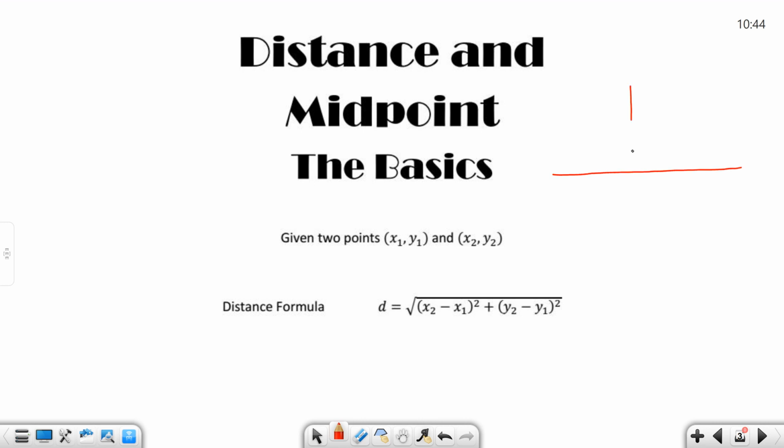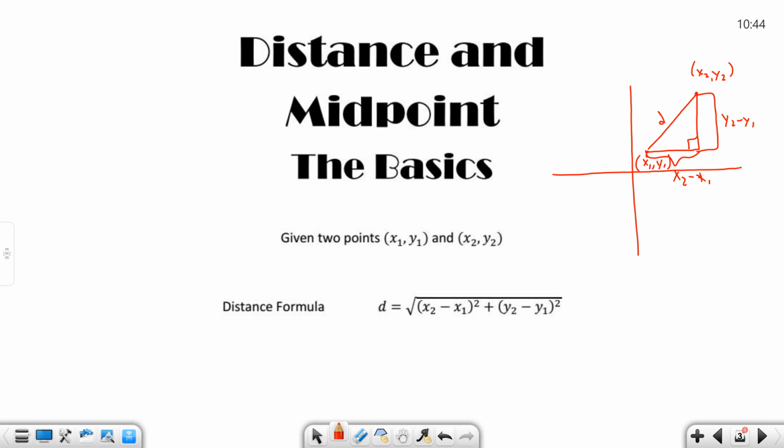So what happens here, if we have this grid, and we have this point here that's x1, y1, and this other point up here that is x2, y2. If we drew a right triangle here, then this distance here is y2 minus y1. This distance down here is x2 minus x1. And then this is my d.